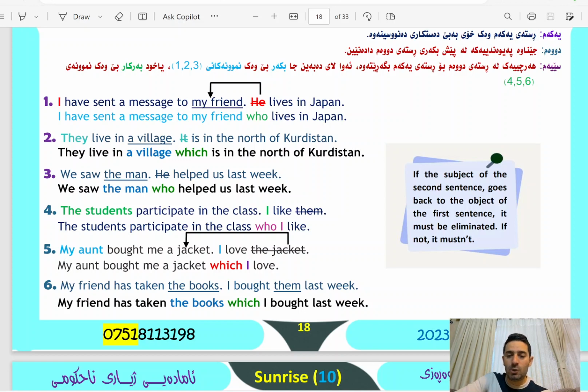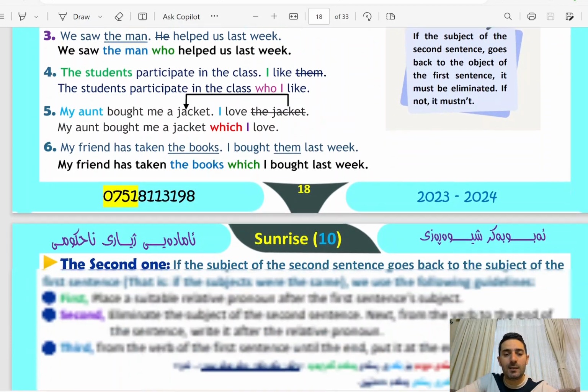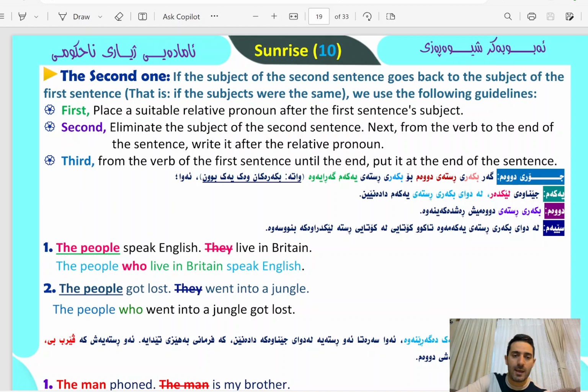Let's move on to the second type, which is... the second one. Okay, if the subject of the second sentence goes back to the subject of the first sentence, it means they are the same, so we have to follow the following guidelines.